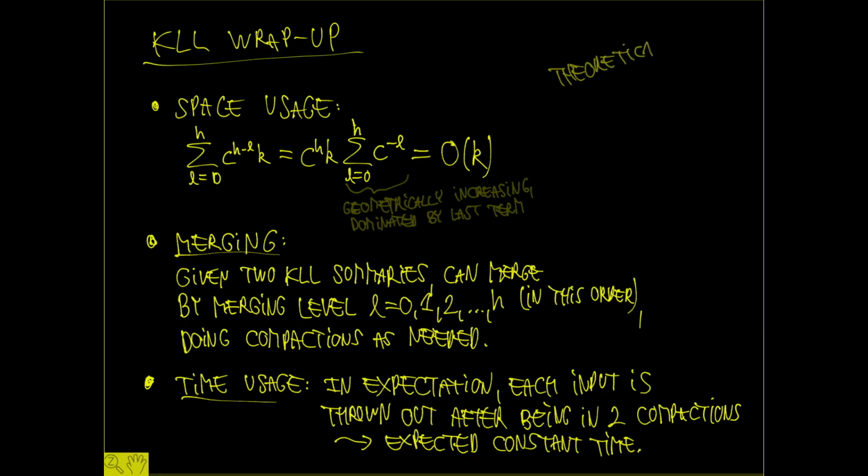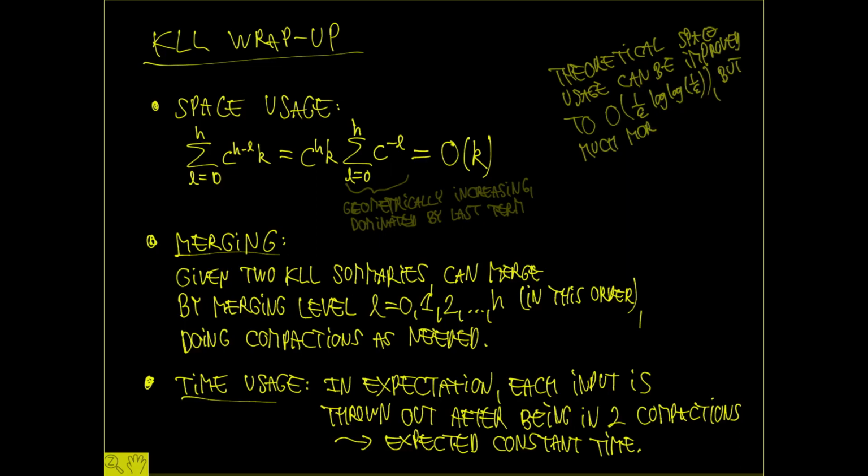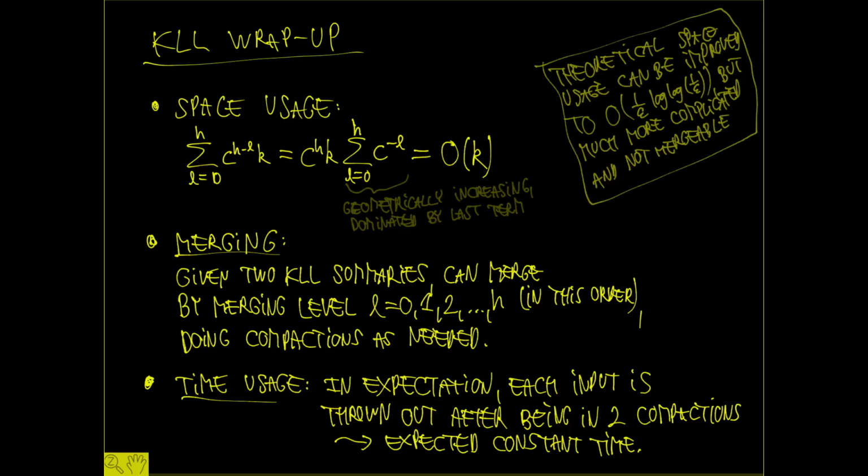From a theoretical point of view, it's possible to slightly improve the space usage of the KLL sketch as we described it. Specifically, it can be improved to O of 1 over epsilon times log of 1 over epsilon. So very close to the space lower bound of 1 over epsilon. However, it's much more complicated, and also the sketches are not known to be mergeable. So there's a nice open problem there.